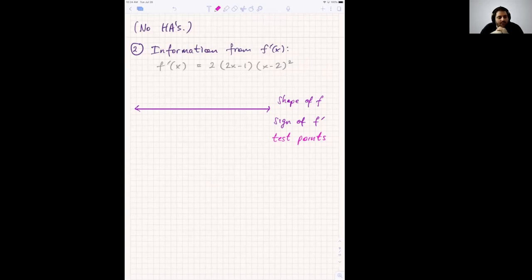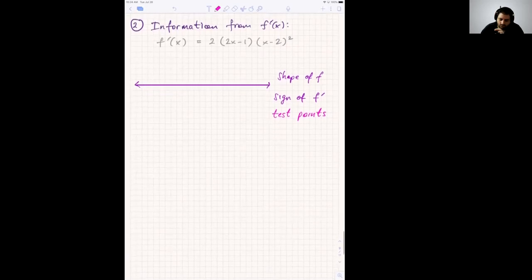All right, so who wants to tell us what are the cut points for my number line for this? So x equals 1/2 and 2, right? I set this equal to 0, and I just get 1/2 and 2, and that's it. There are no vertical asymptotes to include, and this derivative exists everywhere, so it really is just 1/2 and 2.